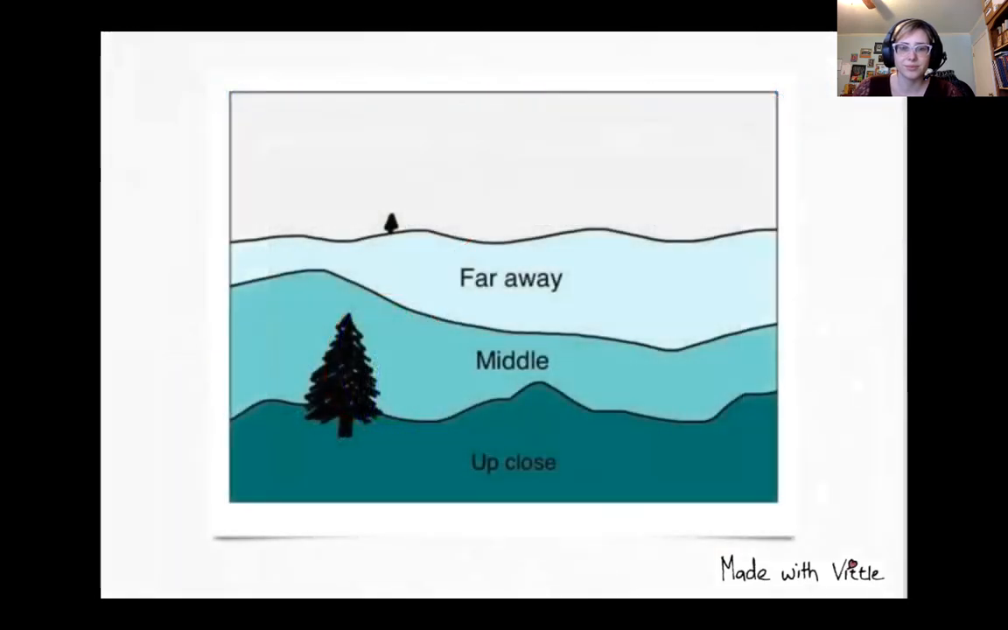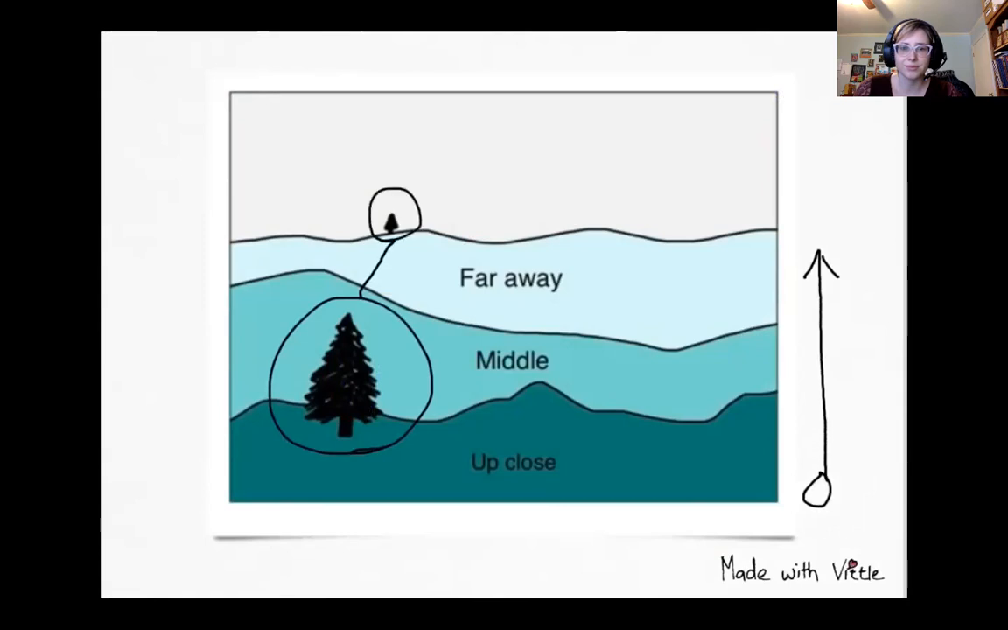Here's a basic drawing showing what we just went over. Starting at the bottom and moving up, we're getting lighter and lighter with our colors. And we see two trees. The one up close is more detail and larger, and the one far away is smaller and much less detail. And that is a basic way to show atmospheric perspective.